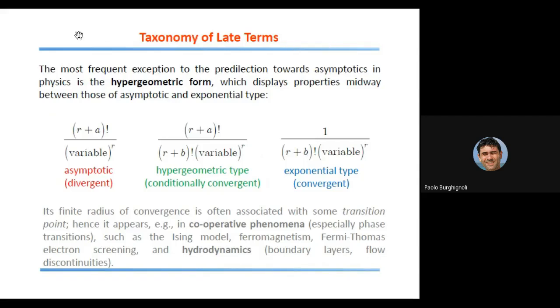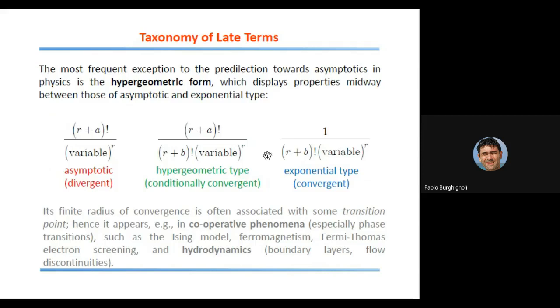Here is a nice taxonomy of the late terms of a series from which you can judge if you are dealing with an asymptotic or a convergent series. For example, typically asymptotic, that is divergent series, are of this form: a factorial divided by a power of some variable, the z variable in our examples. On the opposite side, there is the convergent expansions, in which the factorial is at the bottom, so in the denominator, and this gives you convergence.